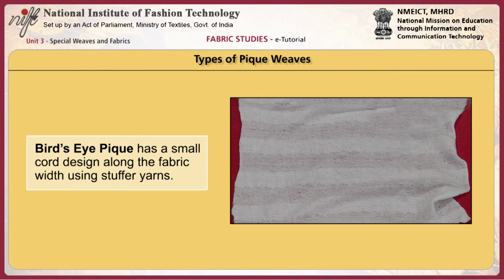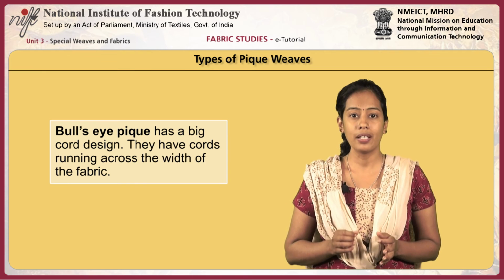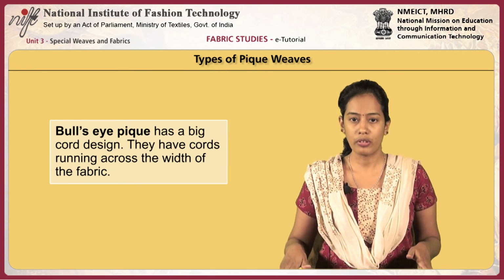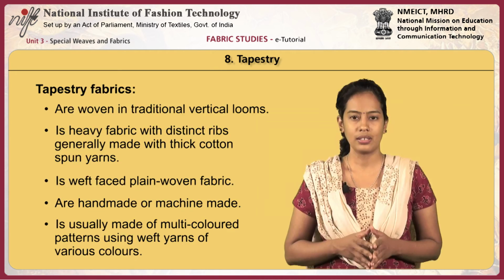There are various kinds of piqué weaves. Bird's eye piqué has a small cord design along the fabric width using stuffer yarns. Bullseye piqué has a big cord design. They have cords running across the width of the fabric. Middle cord is a type of piqué fabric which has bold cords running along the fabric length. It is heavy and durable and used in upholstery, trousers and uniforms.